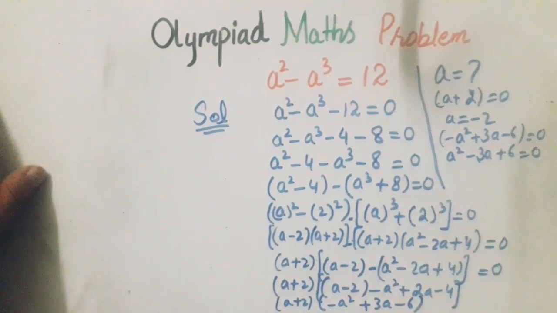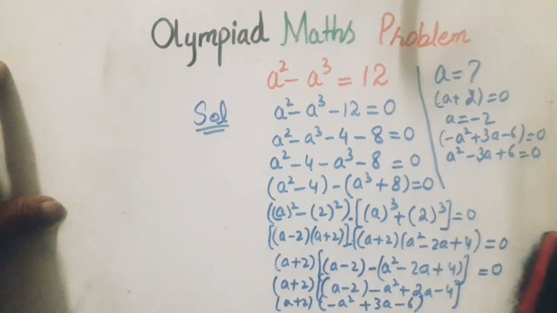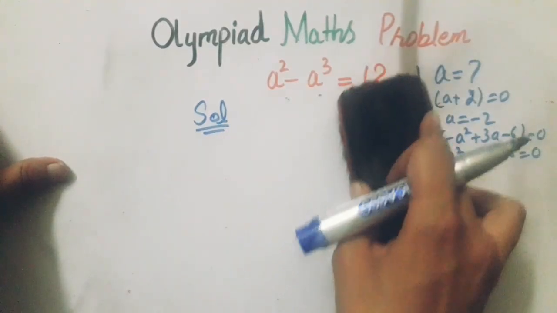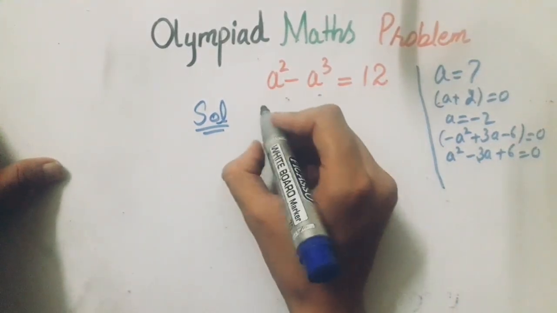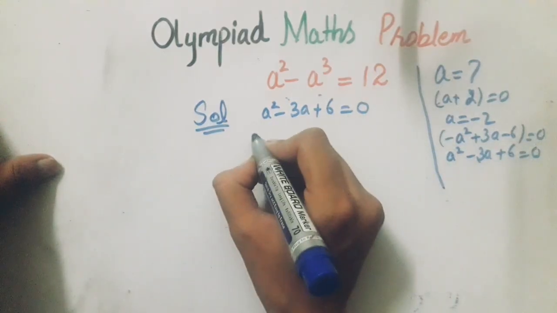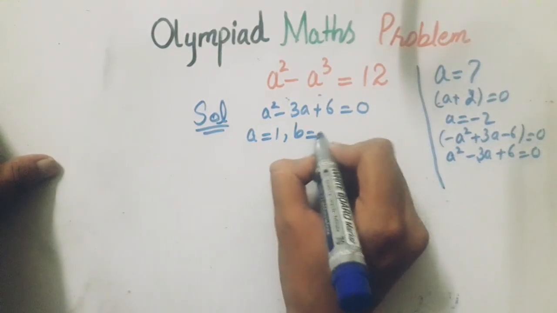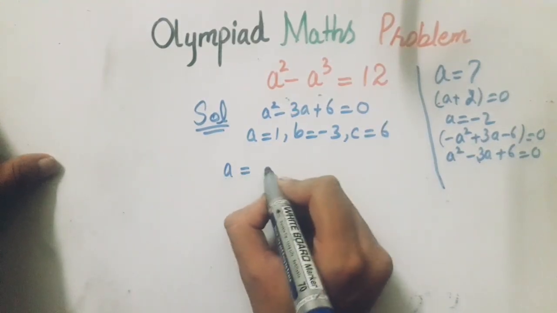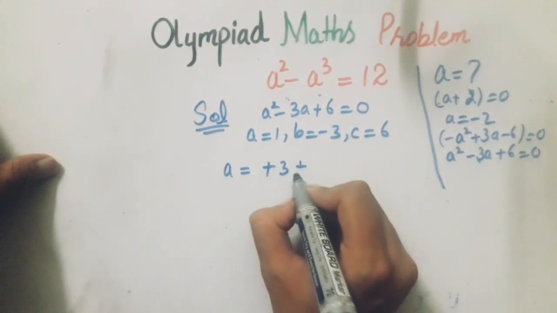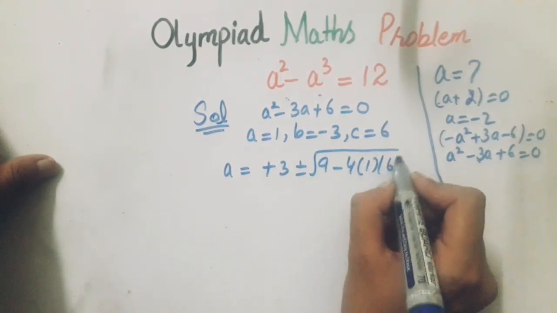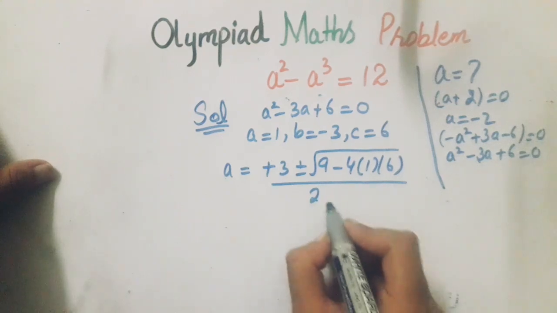Now we will make the factors of this. At this time we will apply the quadratic formula on this. So a square minus 3a plus 6 equals 0. That means a equals 1, b equals minus 3 and c equals 6. Now a equals minus b, meaning plus 3, plus minus square root of b square, meaning 9, minus 4 into a into c, divided by 2 of a.